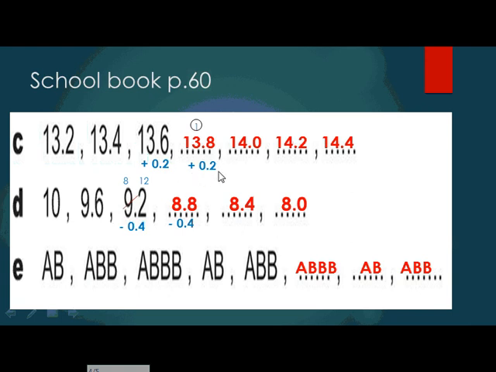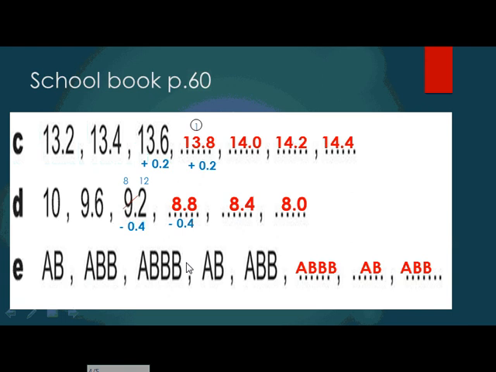Why? Because when I'm going to repeat adding 0.2, I'm going to put the decimal point under the decimal point and 2 under the 0, and then the 0 under the 4, and add, and so on. Here we have 10, then 9.6, 9.2, and so on.